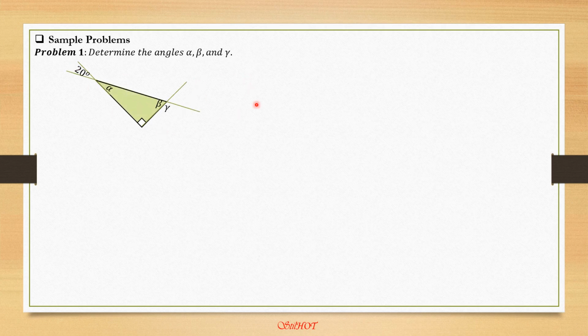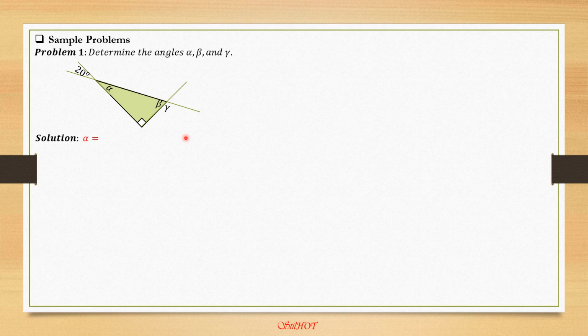So this is the figure. This is 20 degrees, and we know that alpha is equal to 20 degrees. Then beta, because this is a right triangle, beta is 90 minus alpha, the complement of alpha. Then gamma is the supplement of beta, or gamma is 180 minus beta.